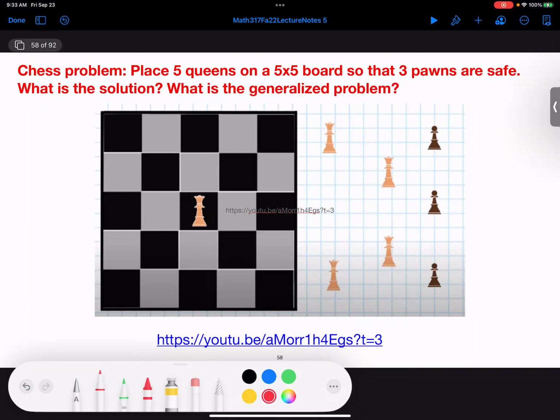So that's the original problem. So the question is, how do you do this? And then related to this is, what would be the generalization? So what do you think the general problem would be? What position does a queen have to be to block on the board? Well, I want the generalization of this problem. So the problem is, on a 5x5 board, place 5 queens so the 3 pawns are safe. What do you think the generalization of this problem is?